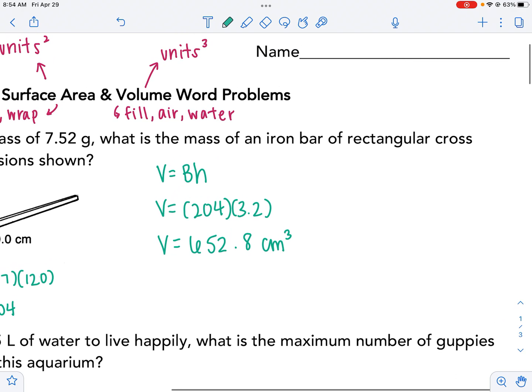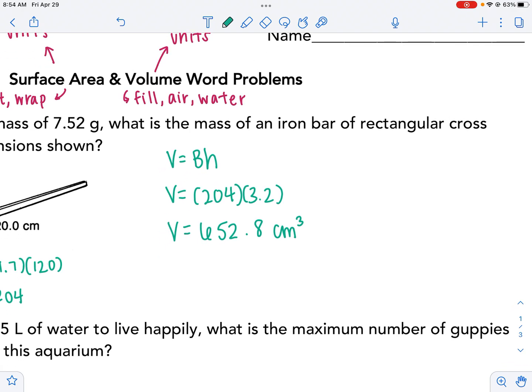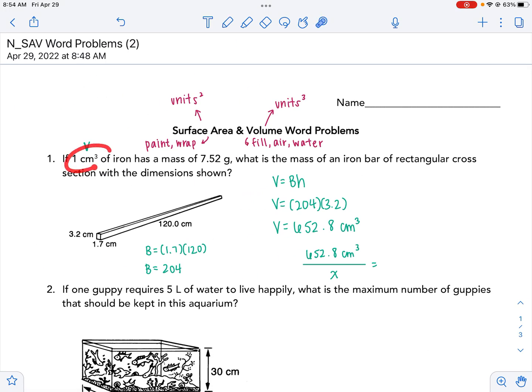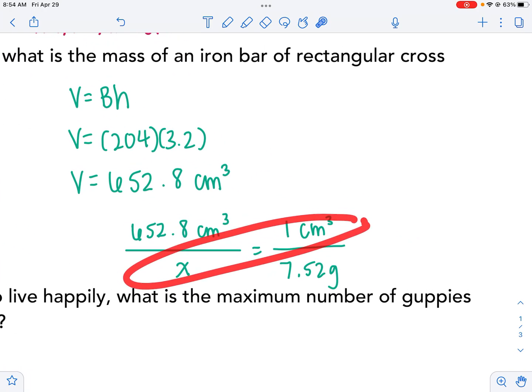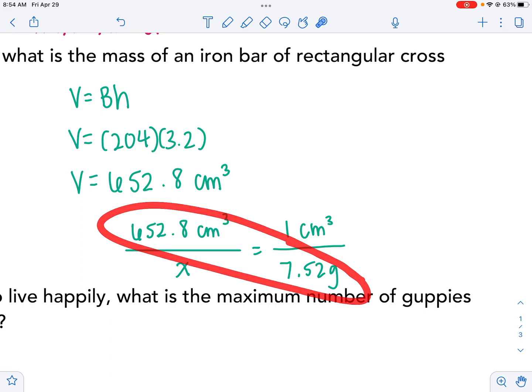All I know is that I want to find the mass. So I have 652.8 centimeters cubed, and I want to know the mass, so over x. And I know that 1 centimeter cubed, so match your units, 1 centimeter cubed would go on top, would have a mass of 7.52 grams. So x times 1 would just be x, and now I know I need to multiply those.